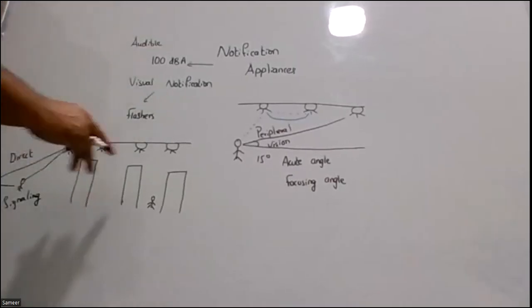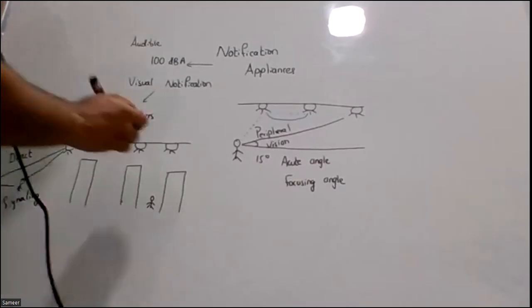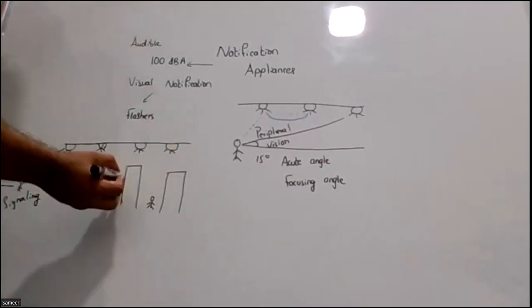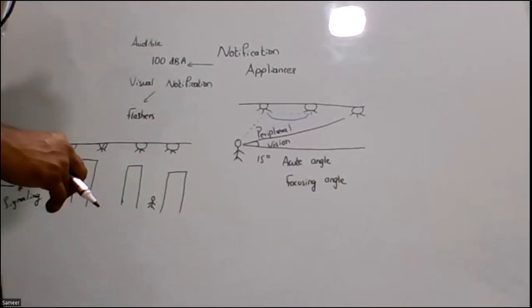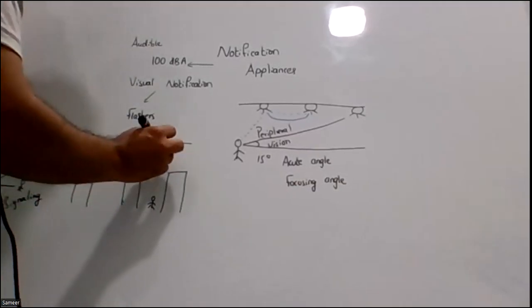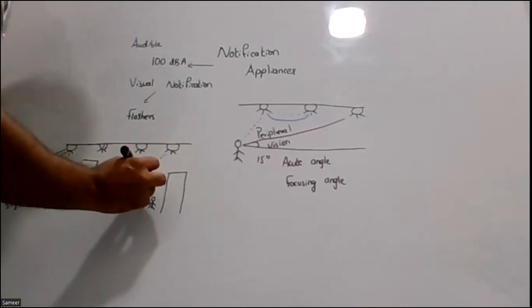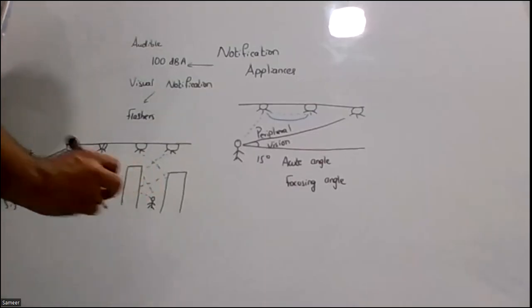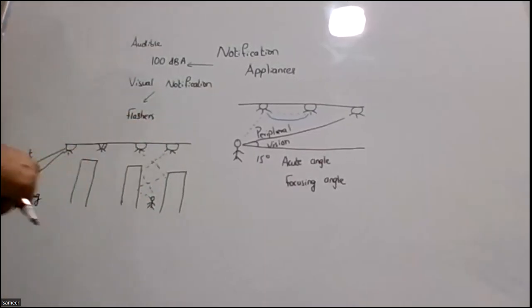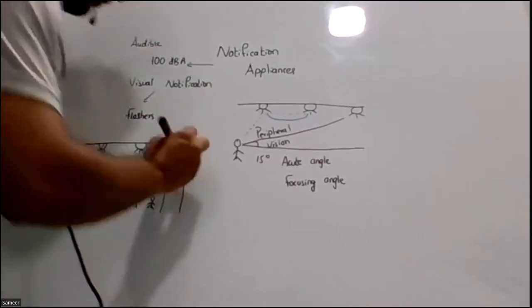But on the other hand, if I'm looking at the light here, this person has no acute angle available within the obstructions. So what is the scenario here? Here, the light will always reflect and then reach the human eyes. So this type of signaling is indirect signaling.